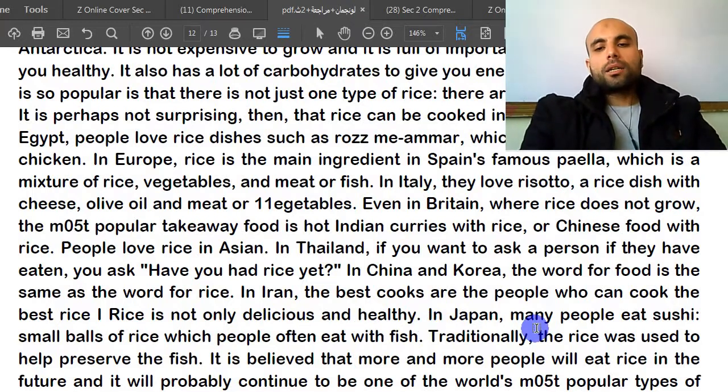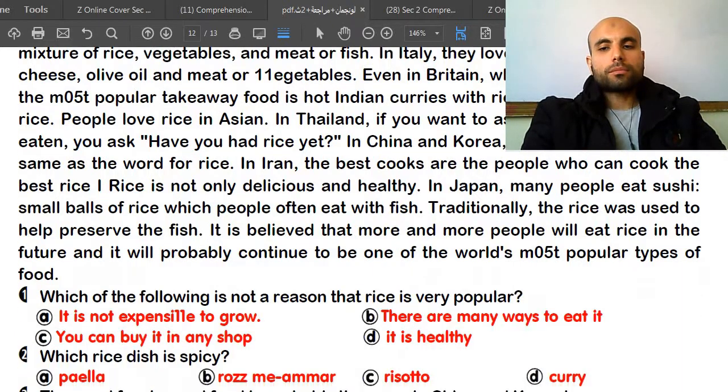In Japan, many people eat sushi, small bowls of rice which people eat with fish. Traditionally, the rice was used to help preserve the fish. It is believed that more and more people will eat rice in the future and it will probably continue to be one of the world's most popular types of food.